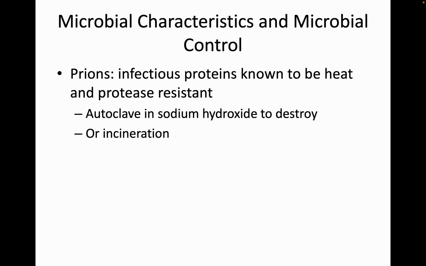All right, let's talk a little more about prions. These infectious proteins are known to be heat and protease resistant. Protease is a chemical that breaks down proteins. If we use an autoclave and sodium hydroxide, so we combine that high temperature and pressure along with a strong base, that is effective at destroying prions, or incineration. You can burn them.